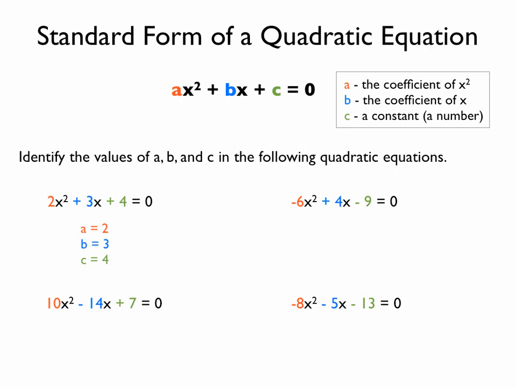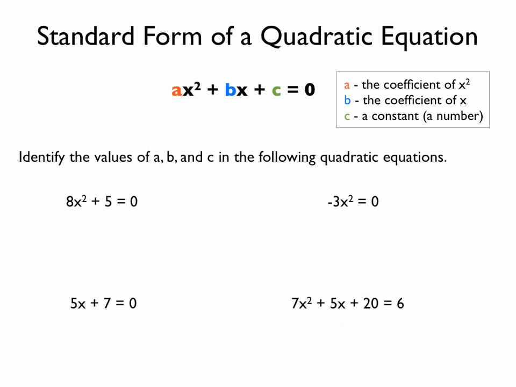In the second one, the coefficient of x squared is negative 6. The coefficient of x is 4, and the constant is negative 9. In this third one, the coefficient of x squared is 10, the coefficient of x is negative 14, and the constant is 7. And in this fourth one, the coefficient of x squared is negative 8, the coefficient of x is negative 5, and the constant is negative 13. Now, this may seem simplistic, but it becomes very important later on. Let's try a few more.